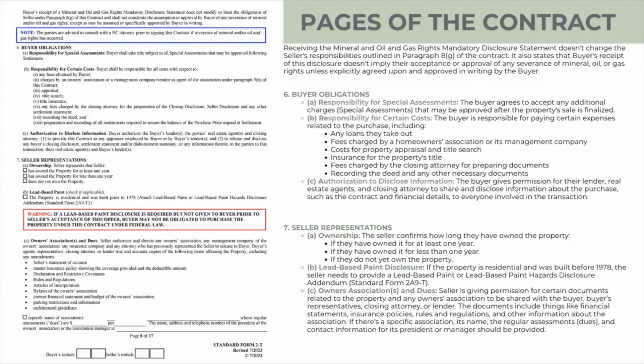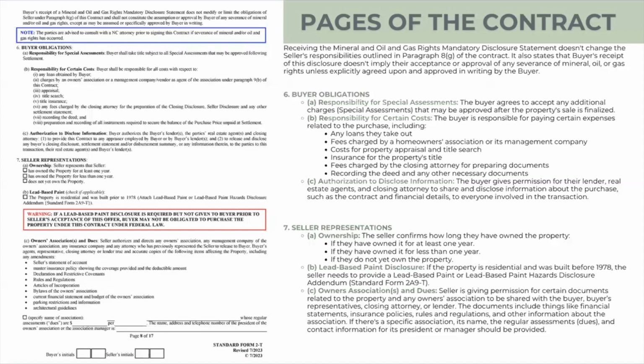Responsibility for certain costs. The buyer is responsible for paying certain expenses related to the purchase, including any loans they take out, fees charged by a homeowners association, costs for property appraisal and title search, insurance for the property's title, fees charged by the closing attorney for preparing documents, recording the deed, and any other necessary documents.